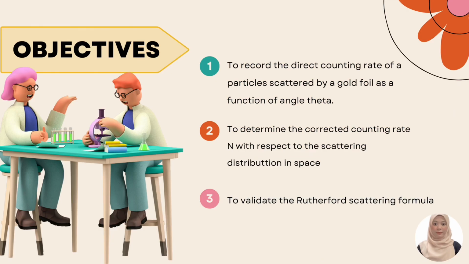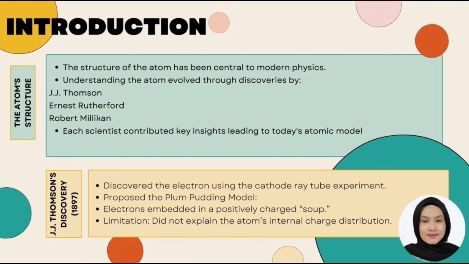The objective of this experiment is to record the direct counting rate of particles scattered by a gold foil as a function of angle theta. Next, to determine the corrected counting rate n with respect to the scattering distribution in space. Third, to validate the Rutherford scattering formula. Next, let us move to the introduction based on Rutherford scattering.